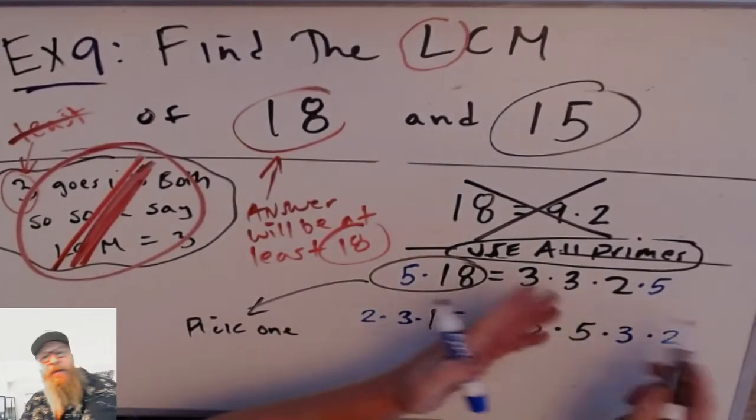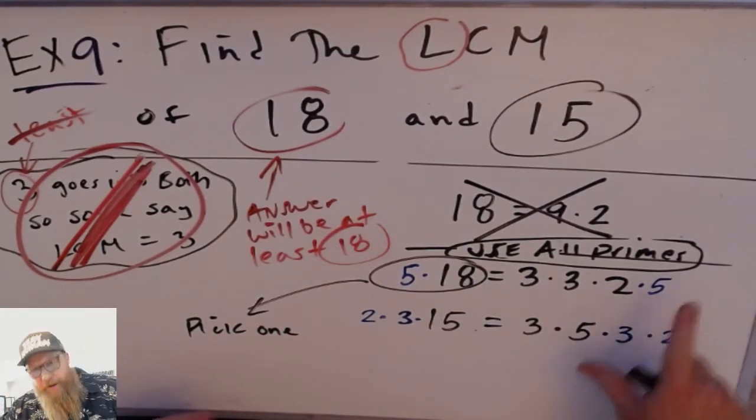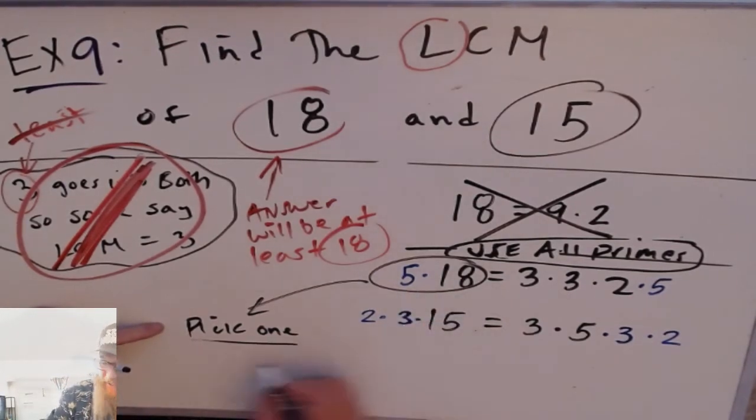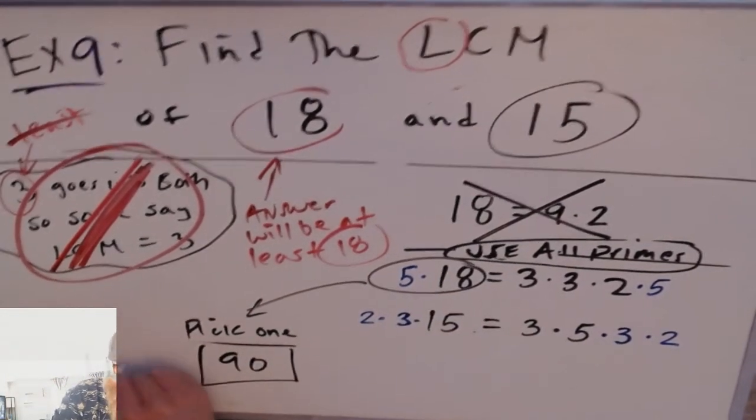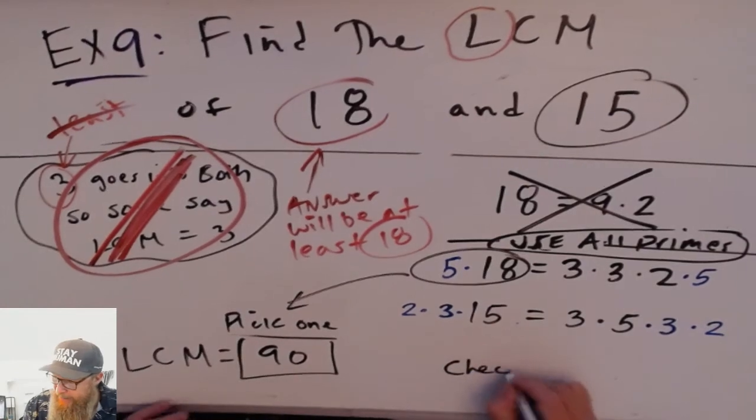Once they're all happy, make sure they're all the same, right? 2 3s, 2 3s, a 2, a 5, a 5. Everybody's happy. So pick one and multiply. 5 times 18, that's 90. And so that's your LCM. LCM is 90.